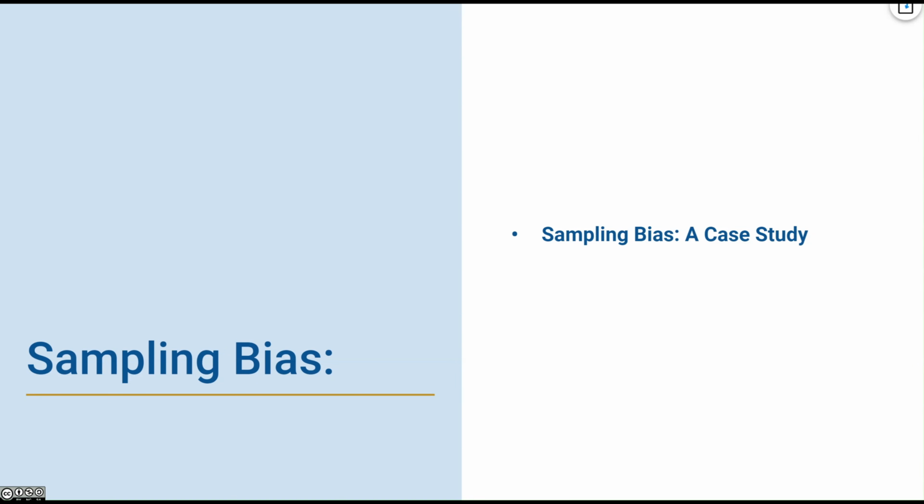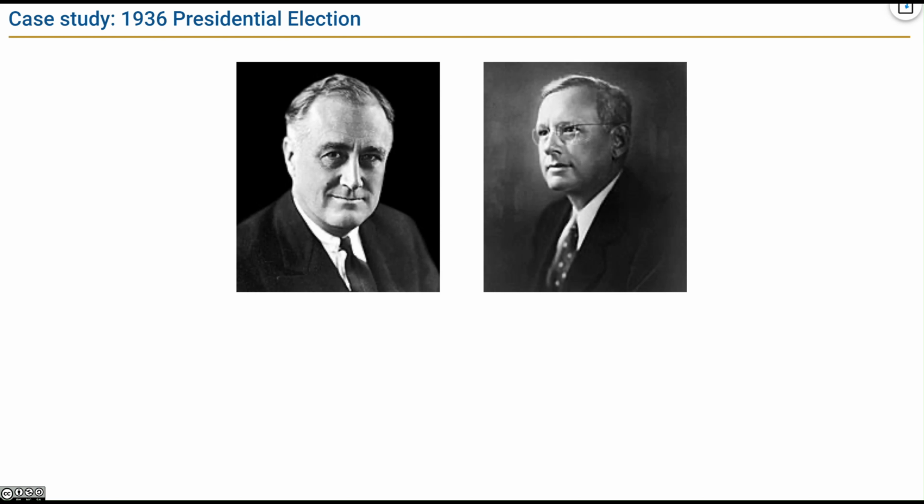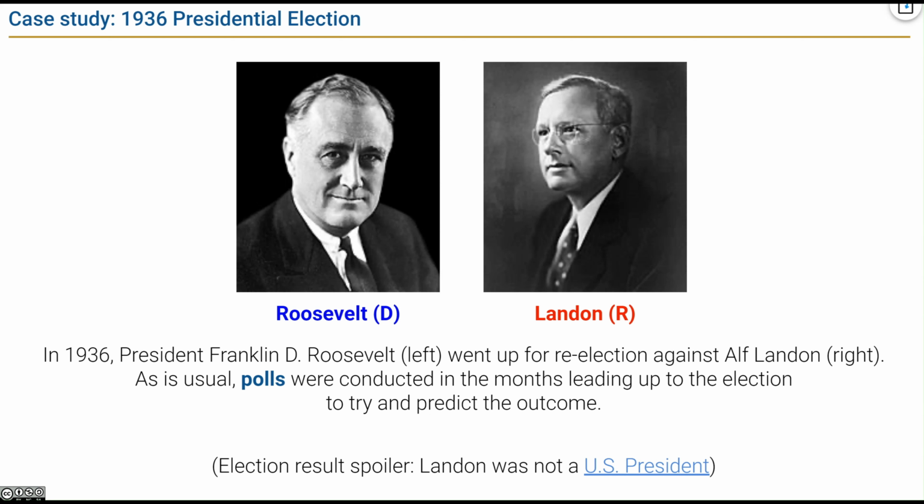Now let's examine ways that our samples can have bias. In particular, we'll look at a case study from a US election. So let's look at the 1936 presidential election. In that election, Roosevelt was going up for re-election against Landon. Roosevelt was running as a Democratic candidate and Landon as a Republican.